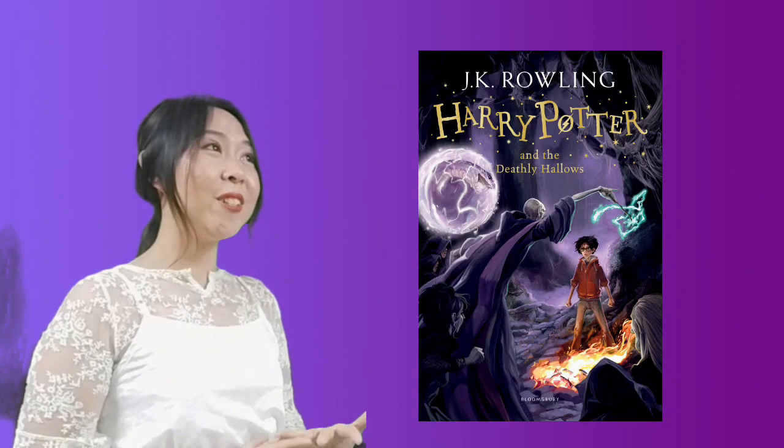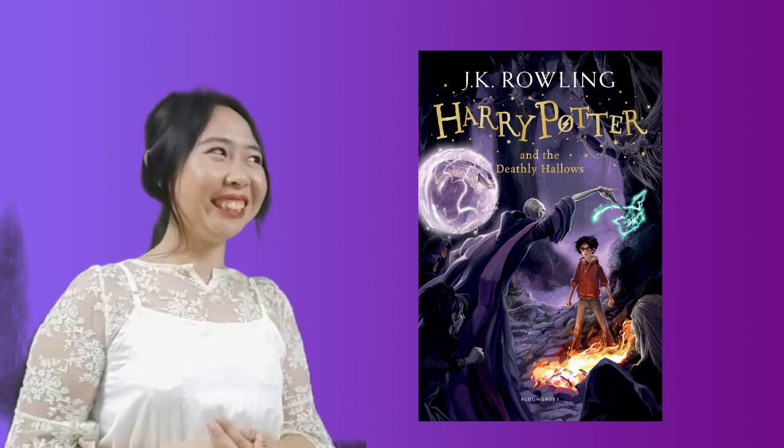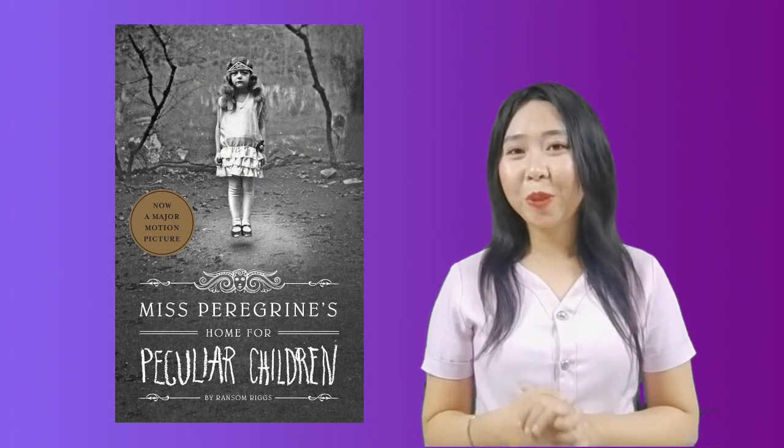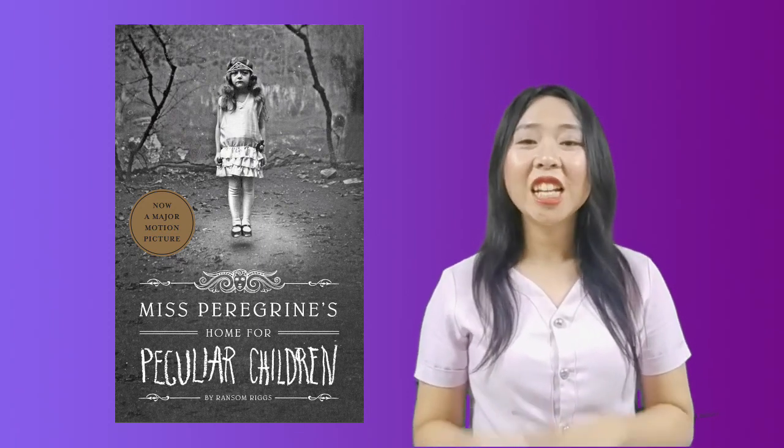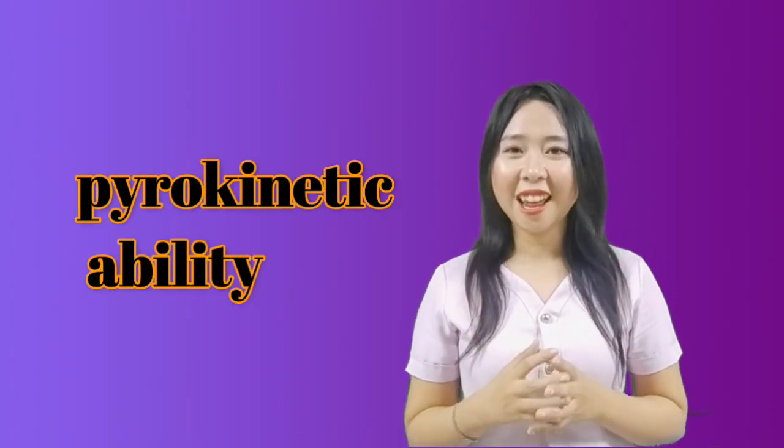What is your favorite book, Emma? It's Harry Potter and the Deathly Hallows by J.K. Rowling. Emma is the main character of Miss Peregrine's Home for Peculiar Children, and she possesses pyrokinetic ability. Can you show us? Wow, that is so cool.